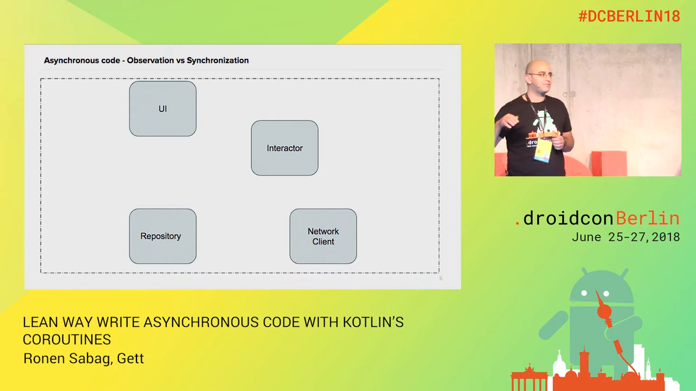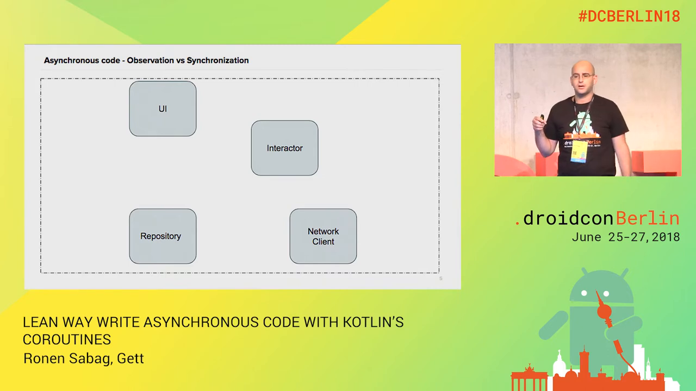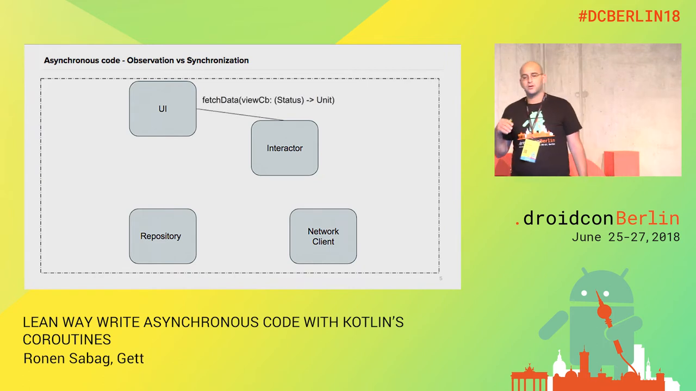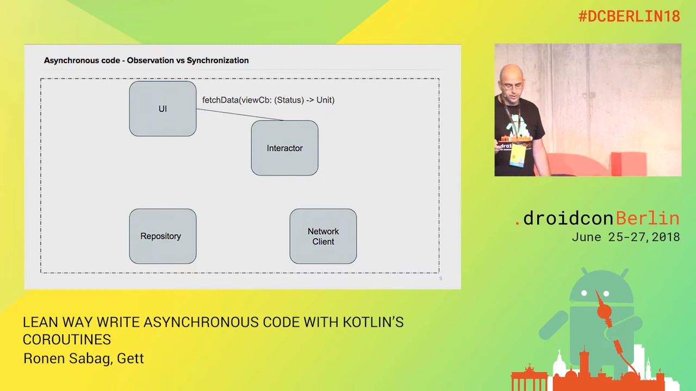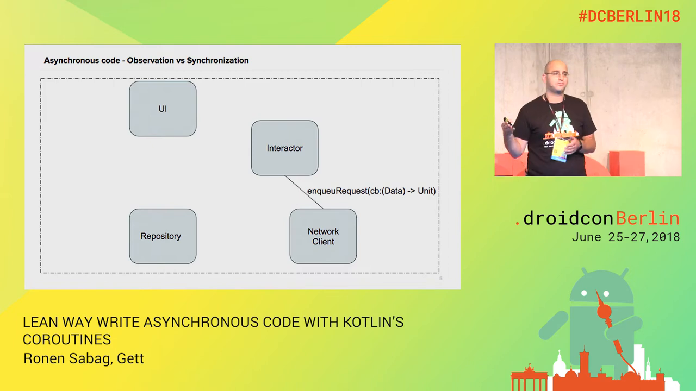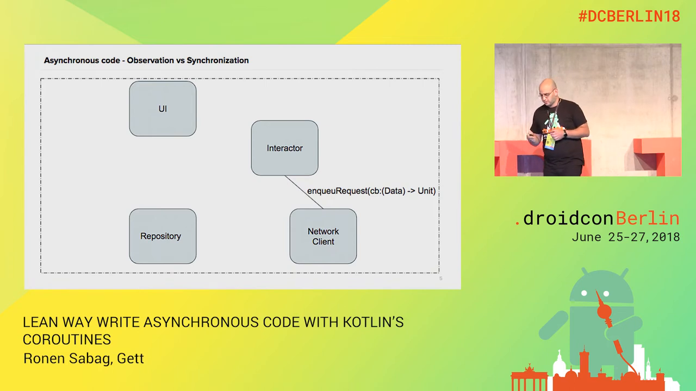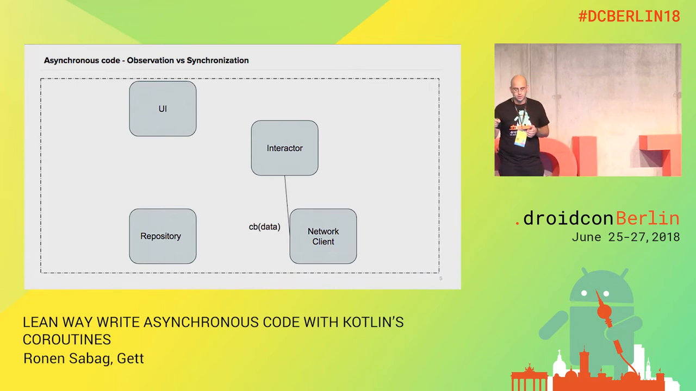So let's say that we have this architecture that, for example, takes repos from GitHub and displays them on the UI. The UI will call the interactor, and we give it some callback, because we can't do network on the main thread, so we need to do it in another thread. The interactor first will enqueue the request with the network client. Let's say that we're using Retrofit, so it's going to enqueue it. And after that, you're going to go to the repository and put the data there. So this was a synchronization.